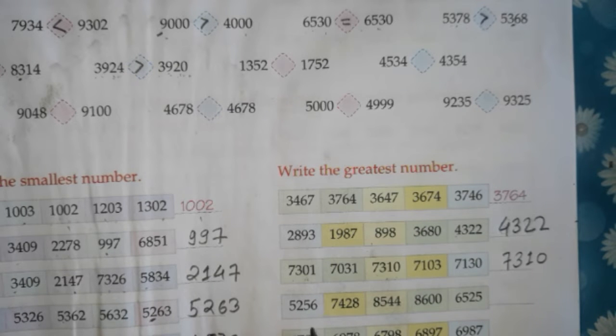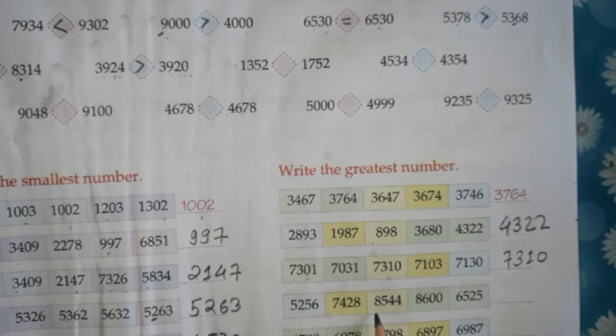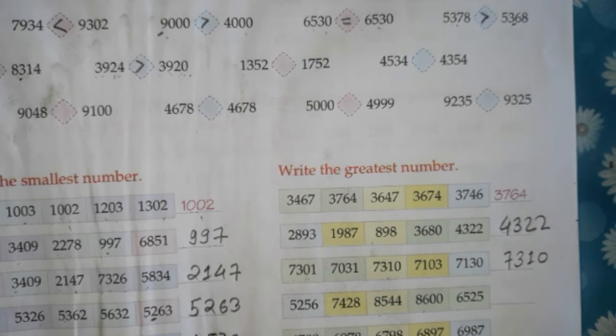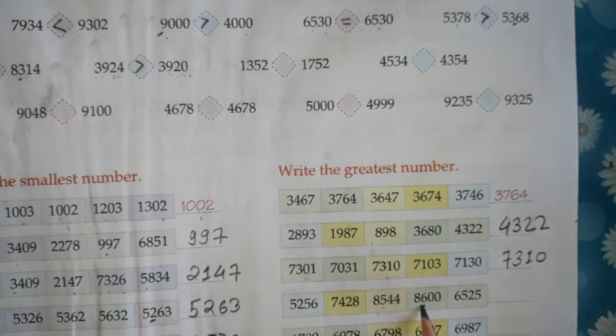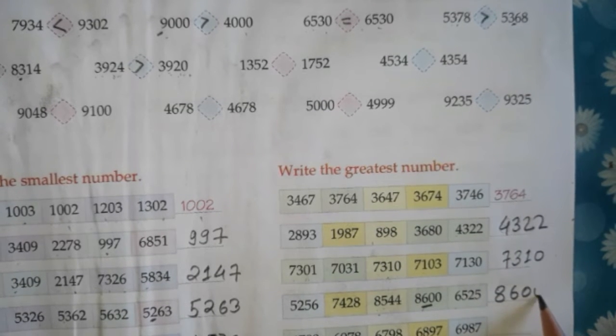Next series we'll go for the first digit in each number. It is 5 here, it is 7, it is 8, it is 8 and it is 6. In these two numbers the first digit is 8. We'll check the next digit in these numbers. It is 5 here and it is 6 here. 6 is the greatest, so the greatest number is 8600.